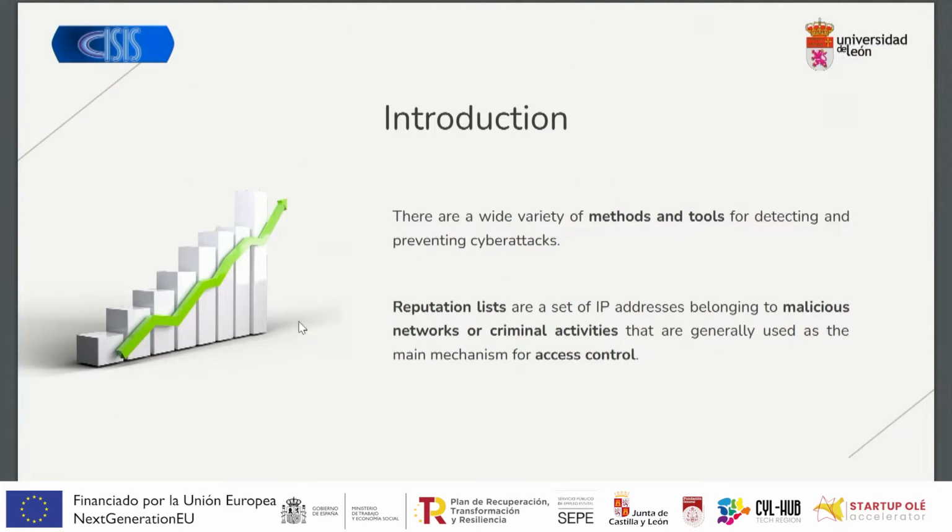In the last decades, internet traffic has increased, as have cyber attacks. There are a wide variety of methods and tools for detecting and preventing cyber attacks, such as the reputation list, also known as blacklist. Reputation lists are sets of IP addresses belonging to malicious networks and criminal activities that are generally used for controlling access to entities or networks.